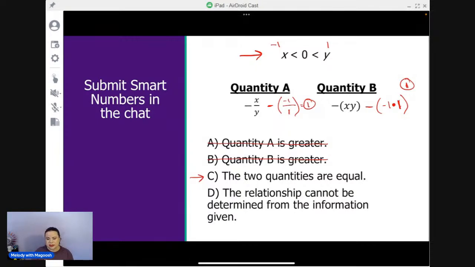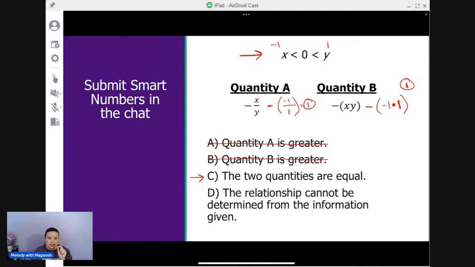So how does plugging in help us decide on the right answer? When you use plugging in numbers on quantitative comparison, you should always plan on testing more than once. Always. The first time, just like we did here, you're going to be able to eliminate 2 out of 3 of the first 3 answer choices. Eliminate the 2 that were not the relationship you got.